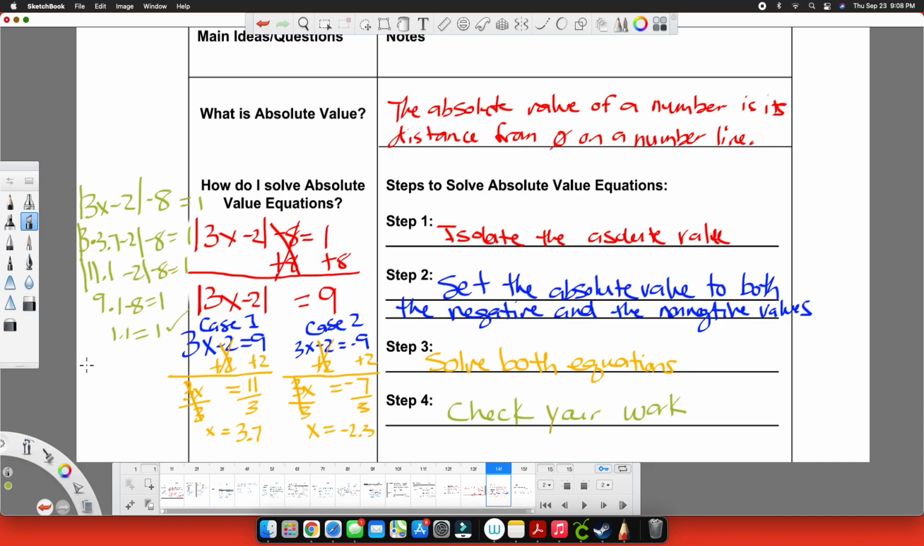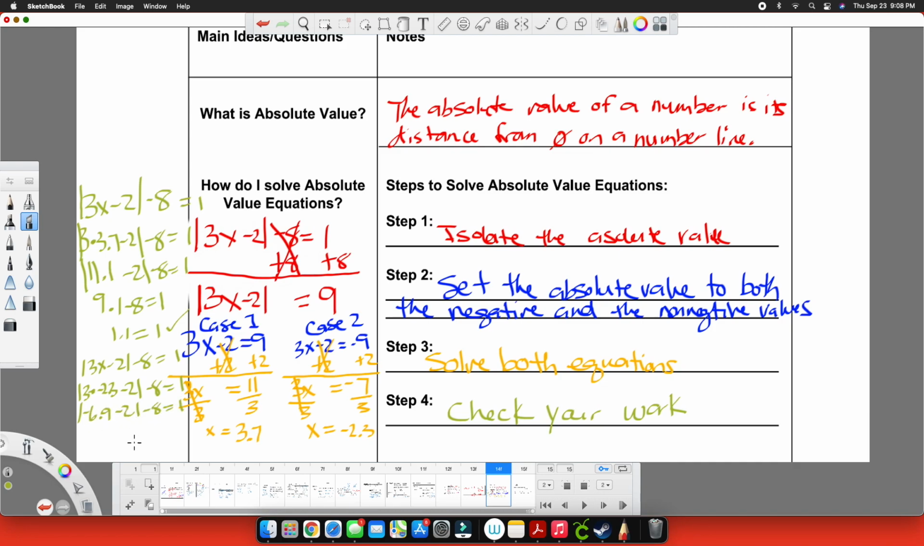So I have the absolute value of 3x minus 2, minus 8 equals 1. Sorry, I didn't say absolute value there. So I'm going to check this other one, negative 2.3. This is a times symbol. 3 times negative 2.3, minus 2, minus 8 equals 1. All right, so 3 times 2.3, we get negative 6.9, minus 2, minus 8 equals 1.